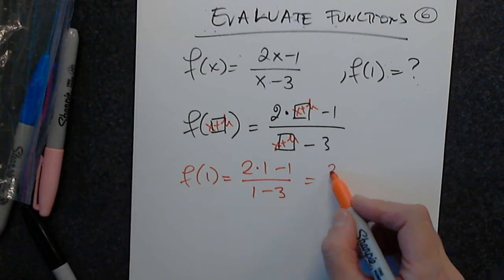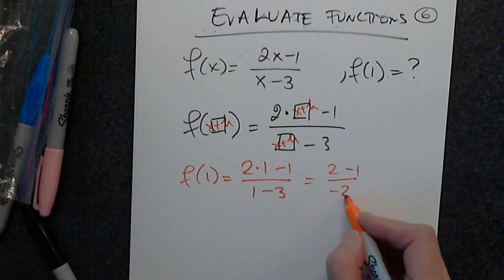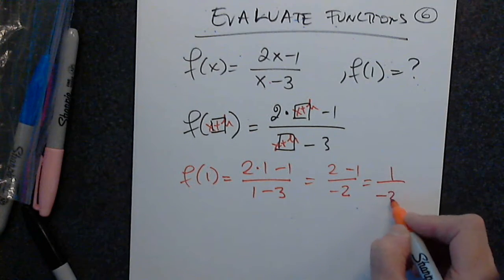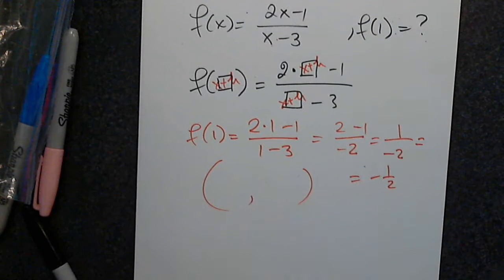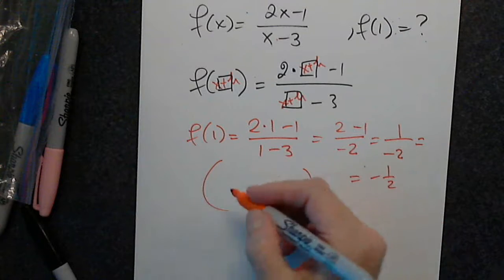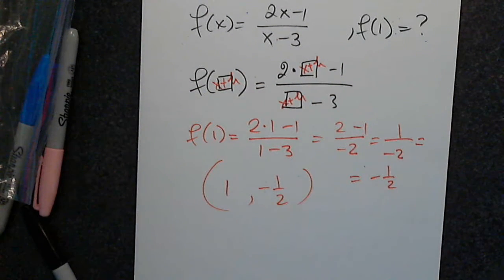So then the answer at the top is 2 minus 1. The denominator is negative 2. The top is 1. The denominator is negative 1. So the answer is negative 1/2. Can anyone give us the ordered pair that we just determined for this function? Yes, 1, comma? Excellent. The x value that was used was 1. The y value, which is the outcome, the result, is negative 1/2, of course.